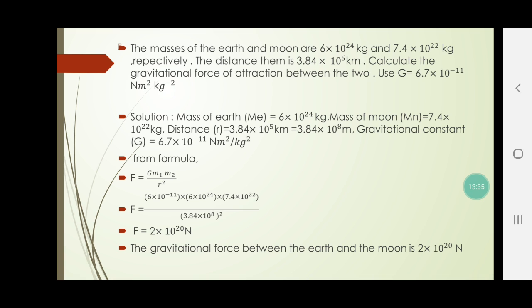Now solution over here. What is given to us? Mass of the earth is given to us, mass of the moon is given to us. Mass of the earth we are representing by Me, mass of the moon we are representing by Mm. Distance, that is value of r, is given to us, and gravitational constant is given to us. So which formula are we going to use? We are going to use F is equal to G m1 m2 upon r square. Substitute the values. After calculation, what we get is 2 into 10 to the power 20 Newton. So the gravitational force between the earth and the moon is 2 into 10 to the power 20 Newton.